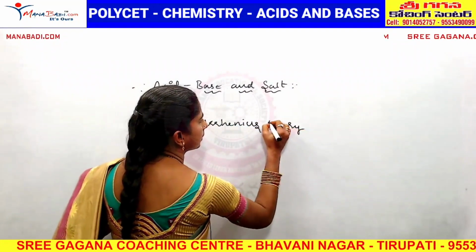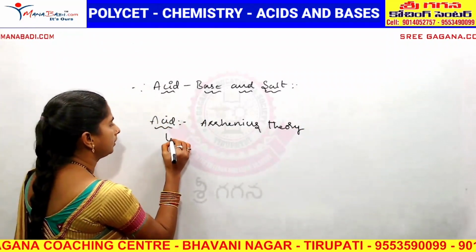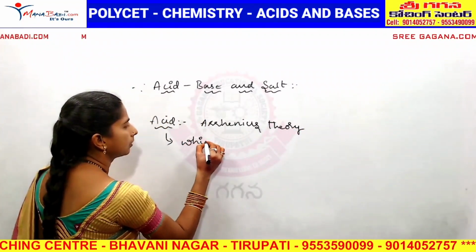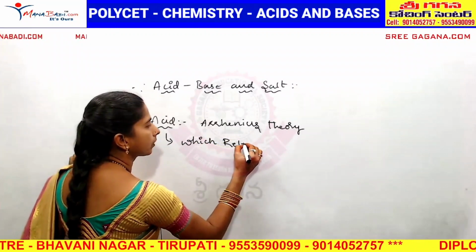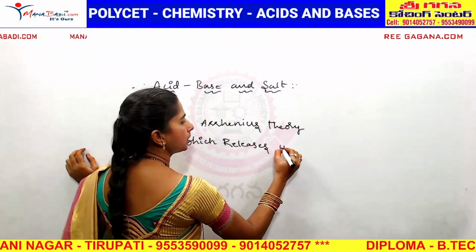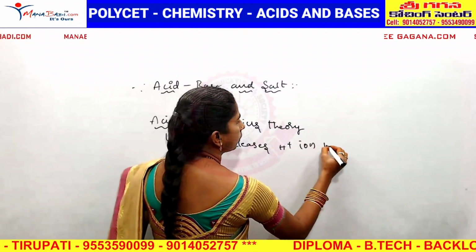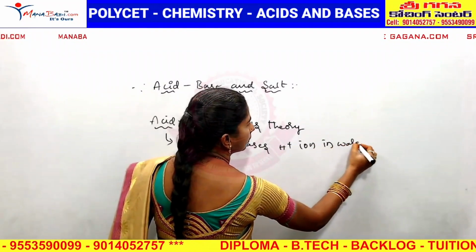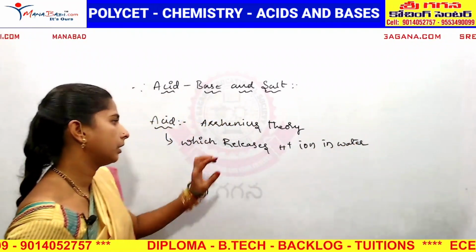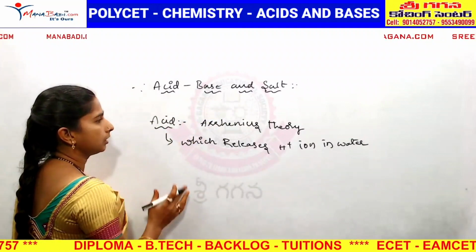what is an acid? Acid means which releases H plus ion in water. This definition was given by Arrhenius, so this theory is called Arrhenius theory.